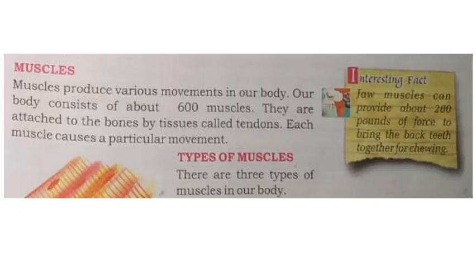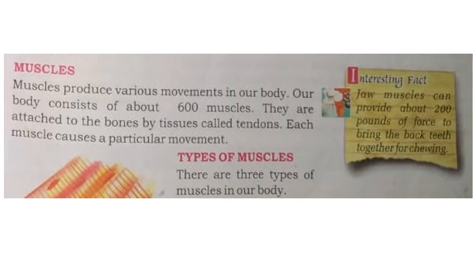Muscles produce various movements in our body. Our body consists of about 600 muscles. They are attached to the bones by tissues called tendons. Each muscle causes a particular movement. Interesting fact, jaw muscles can provide about 200 pounds of force to bring the back teeth together for chewing.